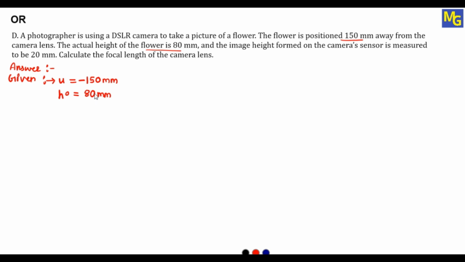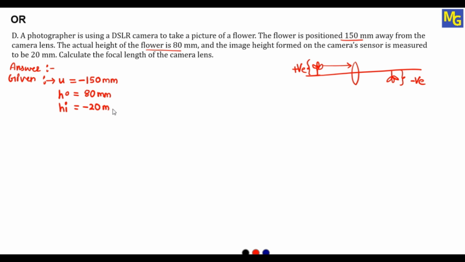And whatever height will be below the principal axis should all be negative. So we have seen, in the case of a DSLR camera, if the flower is somewhere here and the light rays pass and we get the image, if that image is formed on the other side, then this height should be negative, and this height should be positive. Why positive? Because it is above the principal axis, and this is below the principal axis. Therefore HI, the height of the image, that is 20, should be written with a negative sign, 20 mm.